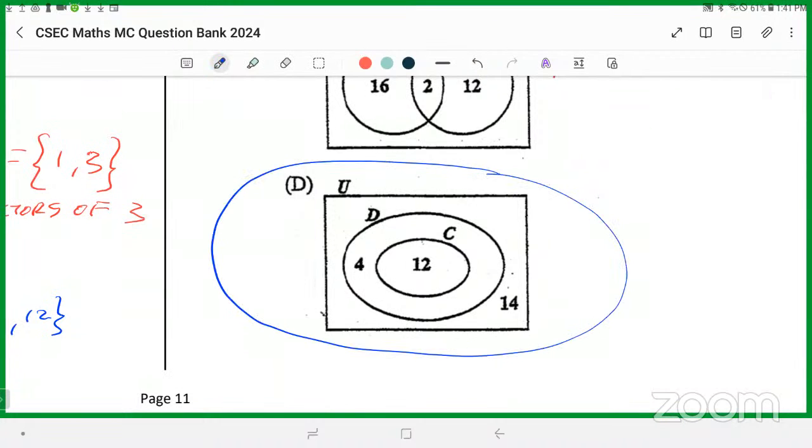Focus. Mute your mic, please. Mute your mic, please. All right, let me mute now.